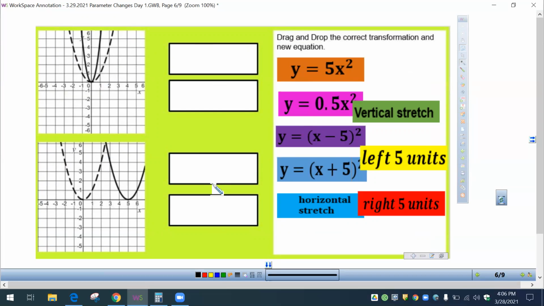Remember, if it gets thinner, you want to pick vertical stretch. And here, the dotted line ones are the parent function. So you're going to tell me what happened to the black one. So you're going to give me the function and tell me what happened with the black one.